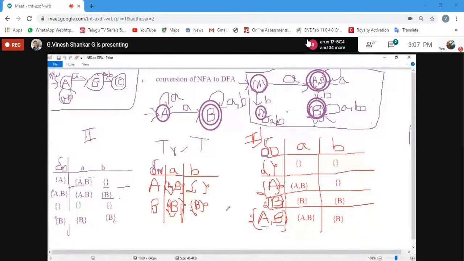Again, A comma B to B also you need to check. Like this, A to B is null, but what is B to B? B to B is again B. So A comma B makes the same, that's why B. So this is the first method of drawing the transition table. Once you draw the transition table, from the transition table you can draw the DFA. That's it. Done. Over. This is method 1.